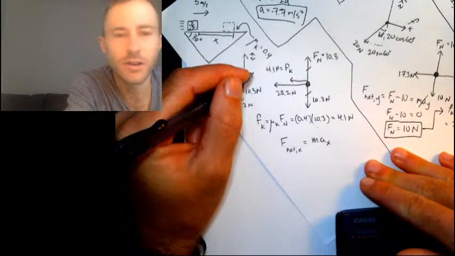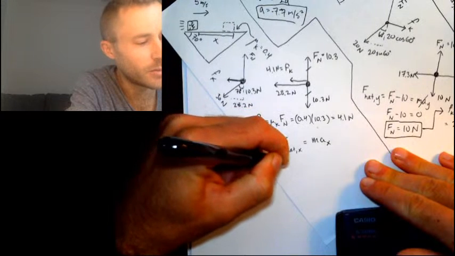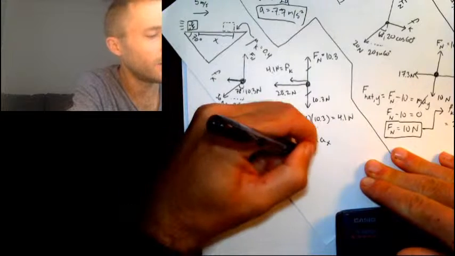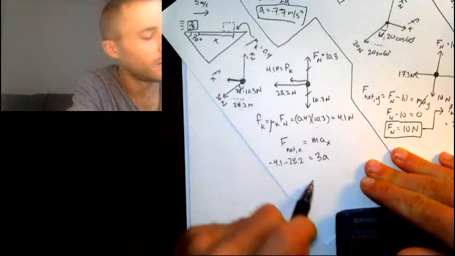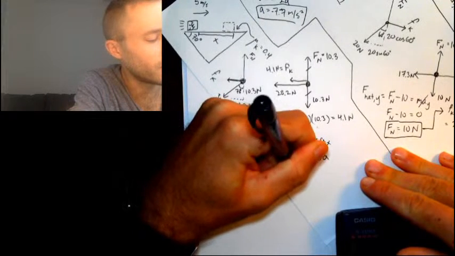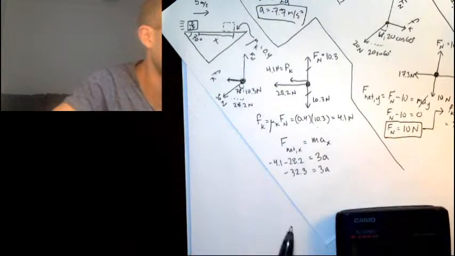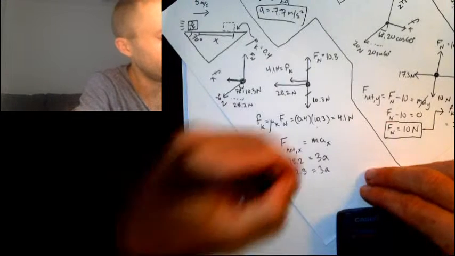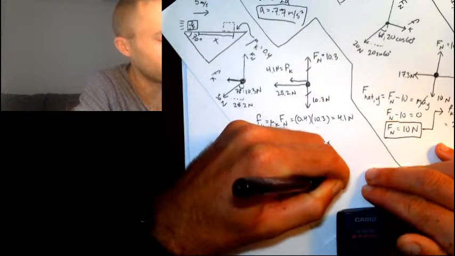Negative 32.3, very good. So we have two leftward forces, so it's just going to be minus 4.1 minus 28.2 equals 3a. So that gives us minus 32.3 equals 3a. So that's going to be about 10.8, so negative 10.8 meters per second squared is the acceleration.